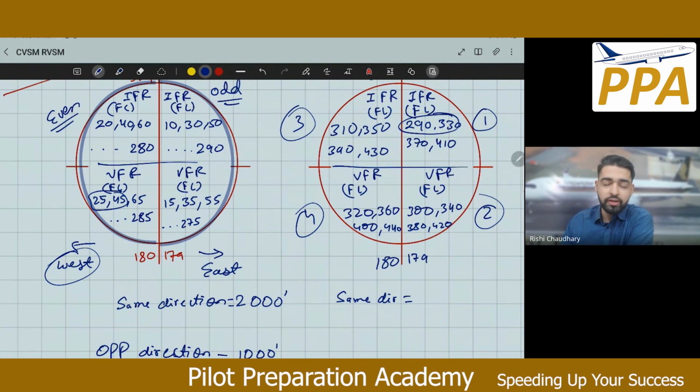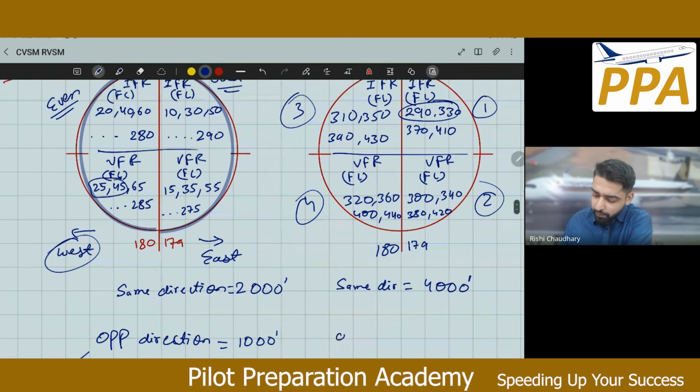If a plane is going at 29,000 feet and another plane is going at 33,000 feet, we have to assume that the planes are of the same type always when we are talking about the same direction. So I'm saying 29,000 feet and 33,000 feet, the difference between them is 4,000. So the separation is 4,000 feet, which is very high, right?